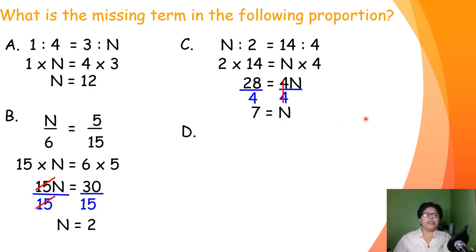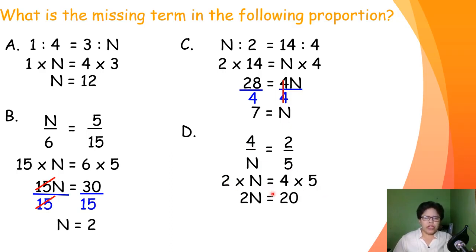After nito, di ba? So, letter D, this is another fraction form na proportion. So, cross-multiply tayo ulit dito, di ba? And then, cross-multiplying, we get 2 times n, ito yung magka-partner, is equal to 4 times 5. So, this is now 2n is equal to 20. Diba? Kasi 4 times 5 is 20. Tanggalin natin yung 2, divide by 2, divide by 2. So, cancel. Yan. N therefore is equal to 10.